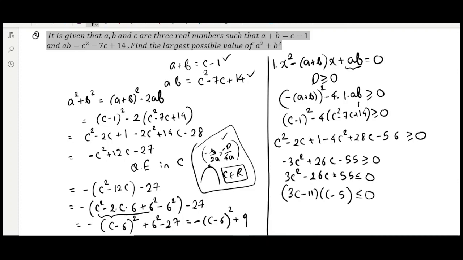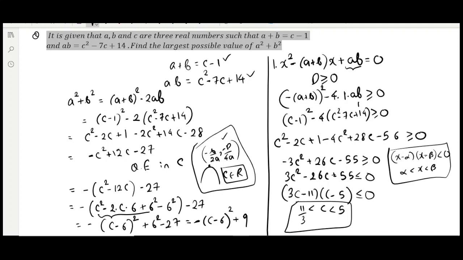So as we know, when x minus alpha into x minus beta is less than 0, then x lies between alpha and beta. This explanation is given for the 10th standard students who don't know about the wavy curve method. So one root is 11 by 3, another root is 5. So c lies between 11 by 3 and 5. So we get the range of c, 11 by 3 to 5. So what value of c should we put here?